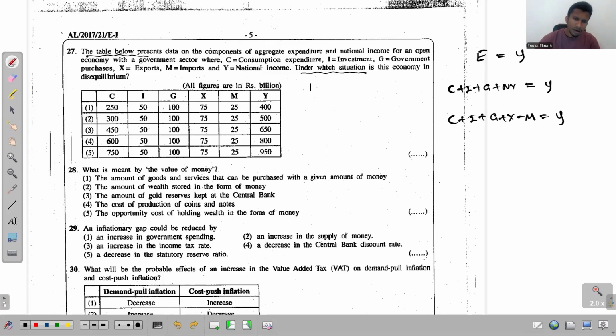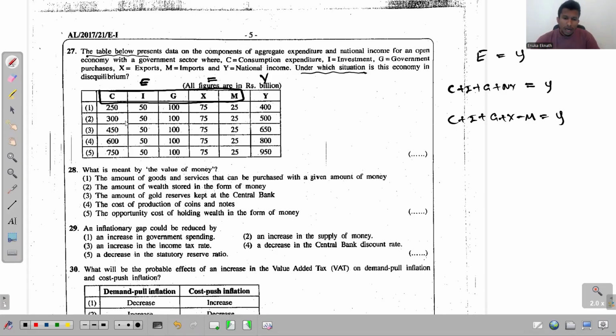table, right? And if you look at the column headings here, you can use these columns to calculate the aggregate expenditure, and you need to see whether that aggregate expenditure becomes equal to the aggregate income. If so, the economy is in equilibrium, otherwise it's in disequilibrium, right?